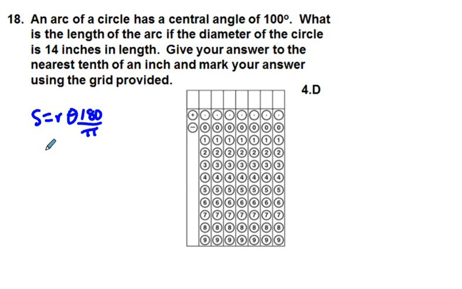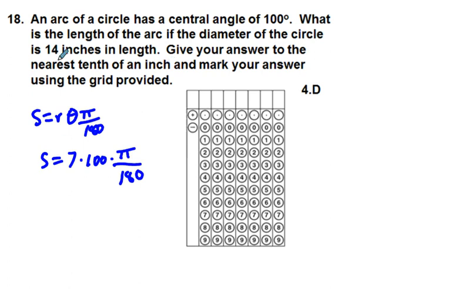So S is going to be equal to our radius. Our radius is half of our diameter, so that's 7, times 100 degrees, and we're going to convert that into radians. I had it backwards, didn't I? From degrees, we go times pi over 180. There we go. Times 100 times pi over 180.